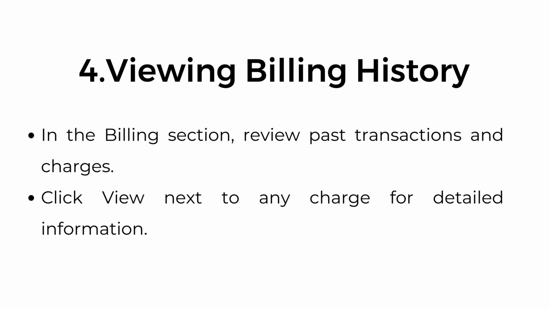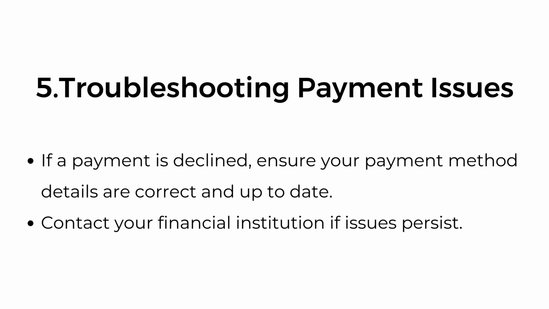Number 4, view billing history. In the billing section, review past transactions and charges. Click View next to any charge for detailed information. Number 5, troubleshooting payment issues. If a payment is declined, ensure your payment method details are correct and up to date. Contact your financial institution if issues persist.